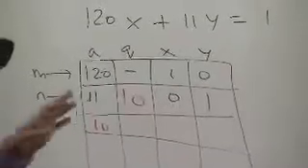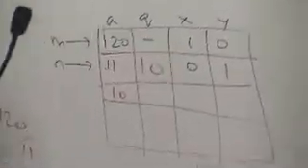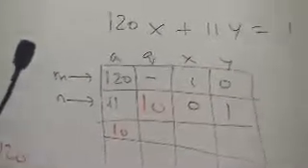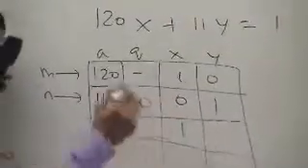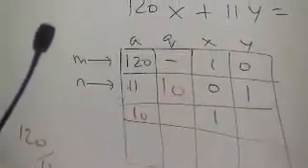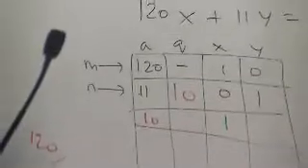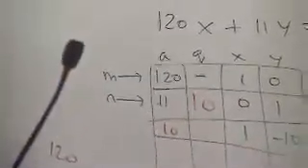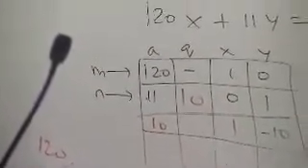So then, what's your x? 1 minus 1 minus 10. So that's going to be 1. What is the other one? Y. 0 minus 10 times 1. What is that? Negative 10. So this is one iteration. Right? So now let's do the second iteration.